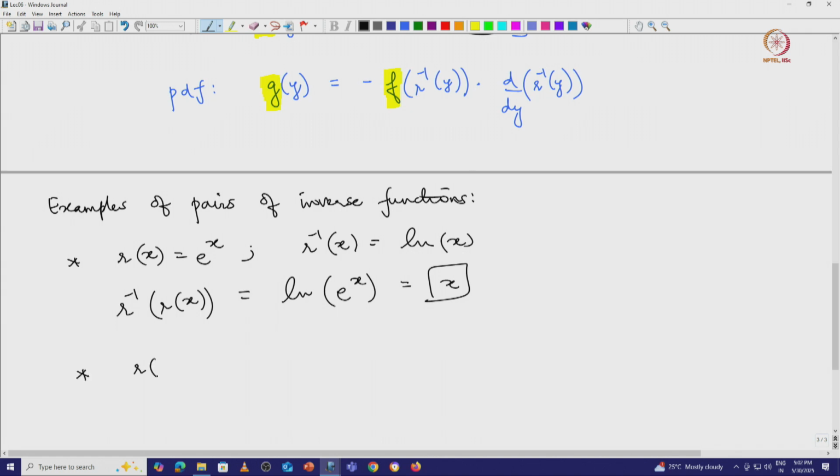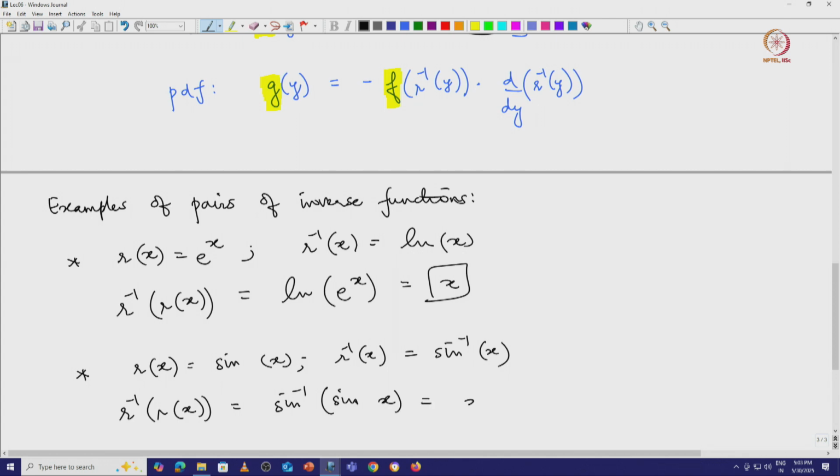And another example is if r of x is sine of x, then r inverse of x is basically sine inverse x, that is how we denote it. And we know that then r inverse of r of x would be sine inverse of sine of x, which will simply be x. So, this is what is meant by inverse functions. So, hope that is clear.